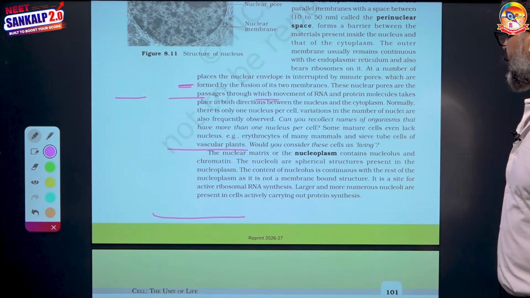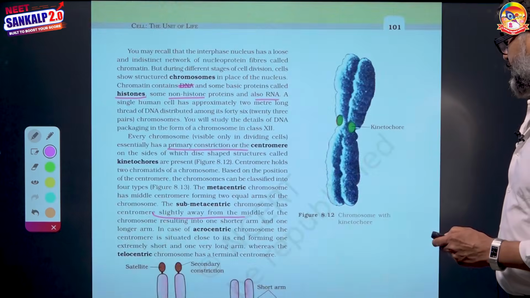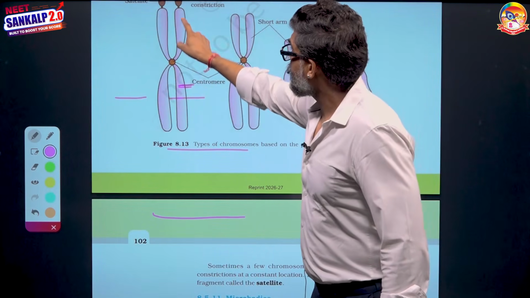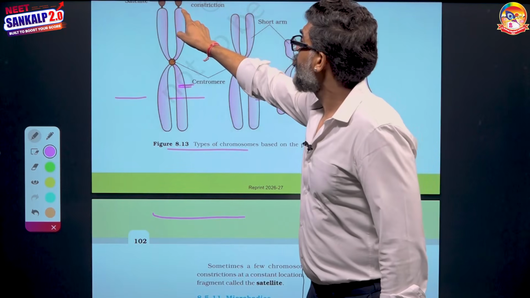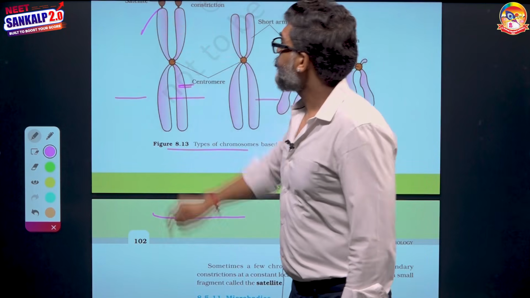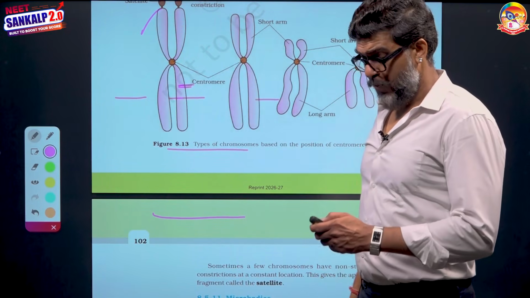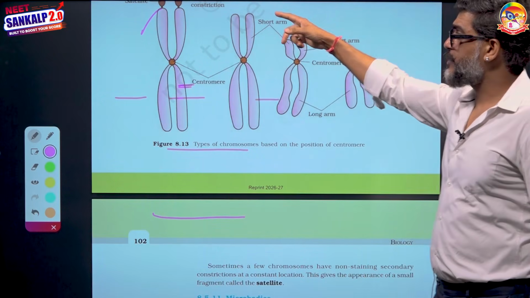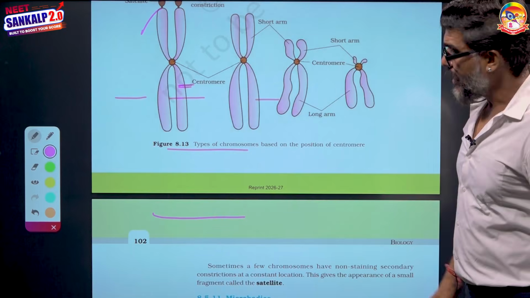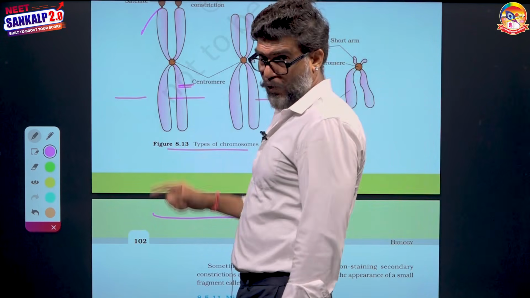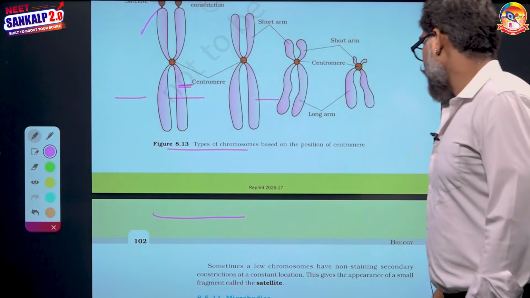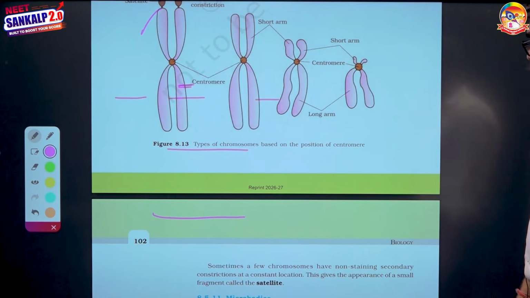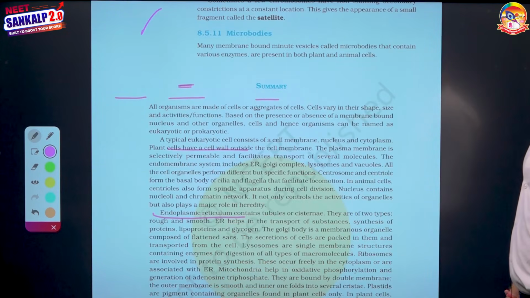In the structure of the chromosomes as shown in this diagram, this chromosome, besides the primary constriction, has a secondary constriction also. So this is the secondary constriction, and the part of the chromosome beyond the secondary constriction is known as satellite, and such type of chromosome is called SAT chromosome. Sometimes a few chromosomes have non-staining secondary constriction, as we have discussed already. Then another part is the microbodies.